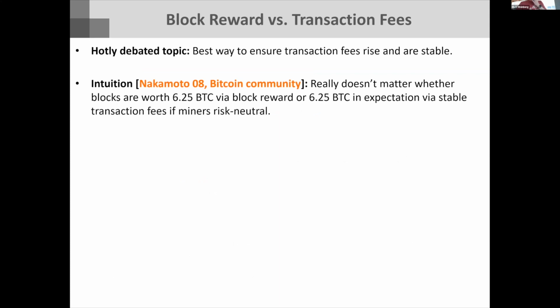And what, at least prior to our work, was the initial good intuition: if you have risk neutral miners, let's assume that we get the fees up. So the fees are 6.25 Bitcoin on average. So we get the right number. And then miners are risk neutral. They're mining lots of blocks. You have the variance reduction through mining pools. Then that's the big thing.